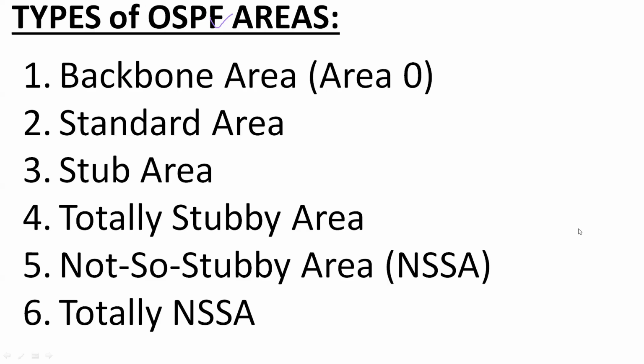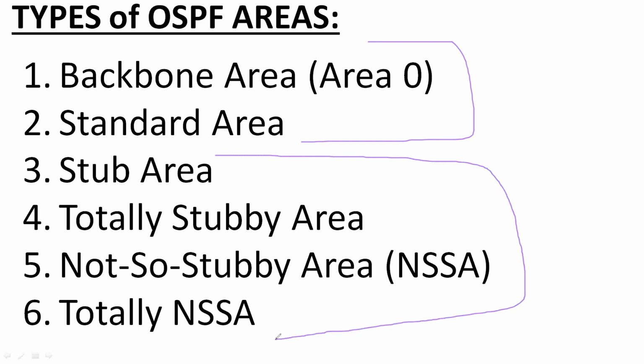Well, there are 6 types of areas. How many types of areas are there? Backbone area, standard area, stub area, totally stubby area, NSSA, and totally NSSA. In this lecture, we are only going to discuss the backbone and standard areas. We are going to upload separate videos for the stub area, totally stub area, NSSA, and totally NSSA.